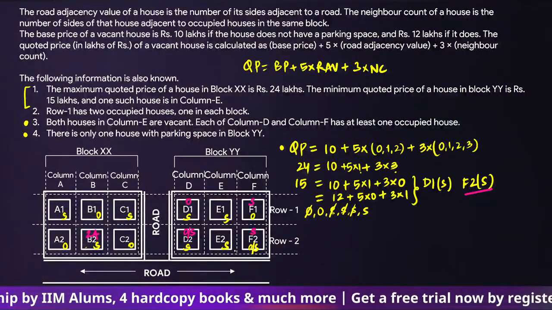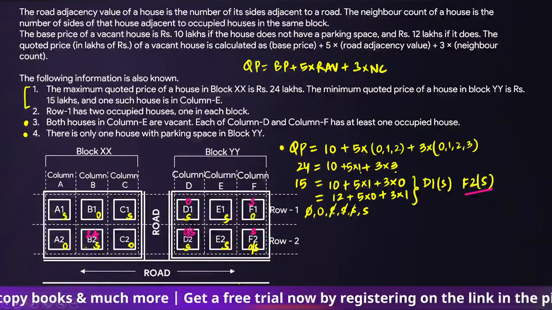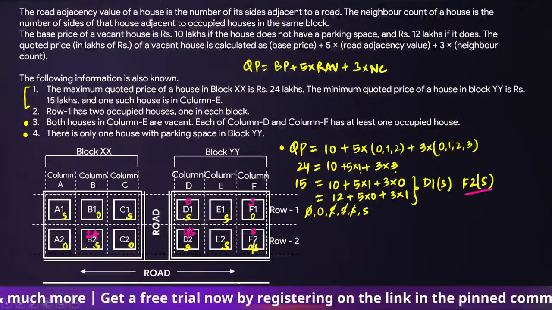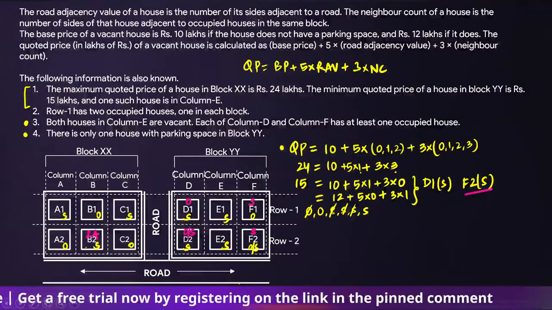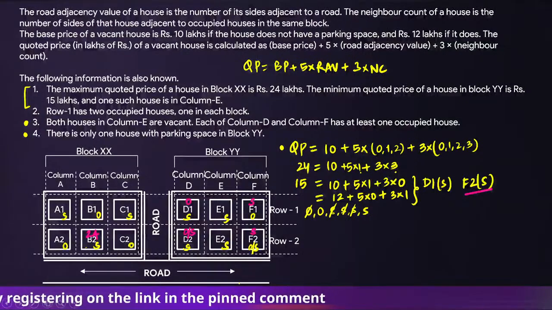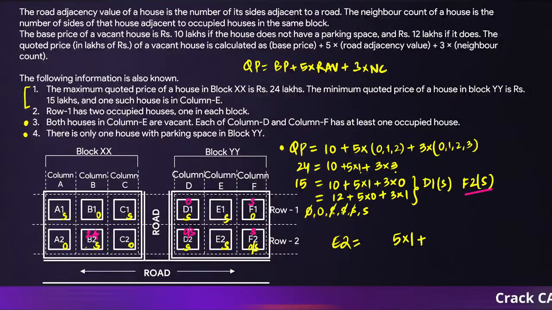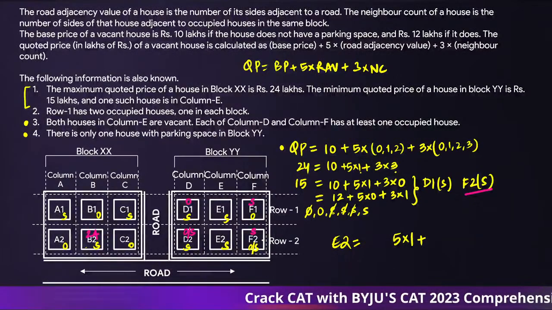See, this is E2, it cannot have more than 2 occupied, right? एक ही occupied होगा इसका. Sorry, एक ही occupied, as in it is going to be on the roadside. So if I prefer E2, because that will definitely increase it by 5, and then the number of occupants or the number of houses that have neighbors can be at most 2.